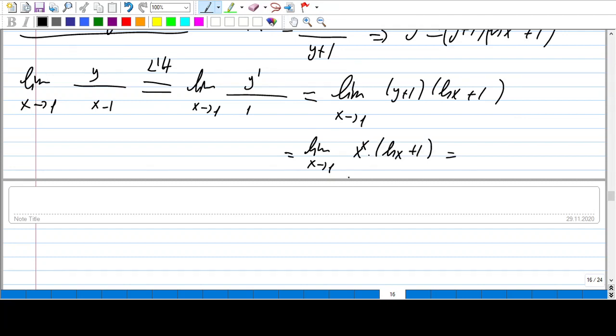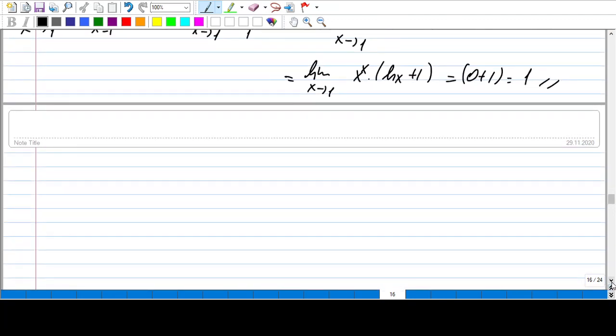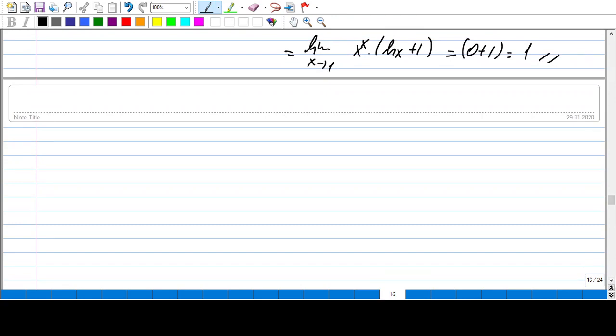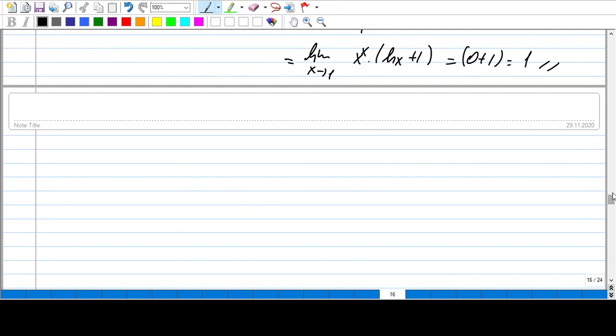Now put x is 1: 1 power 1 is 1. Then ln 1 is 0, 0 plus 1. The answer is 1. Yeah, it's nice. It is a nice answer, but that's it. In fact, the question was not difficult, as you see. This was question number 4. Question number 5.